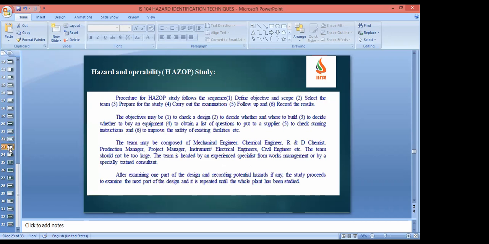Then, the procedure of HAZOP follows a sequence. What sequence will it follow? First, they will define the objective and scope. Okay, what are you going to do? What is the scope of this study? And select the team.